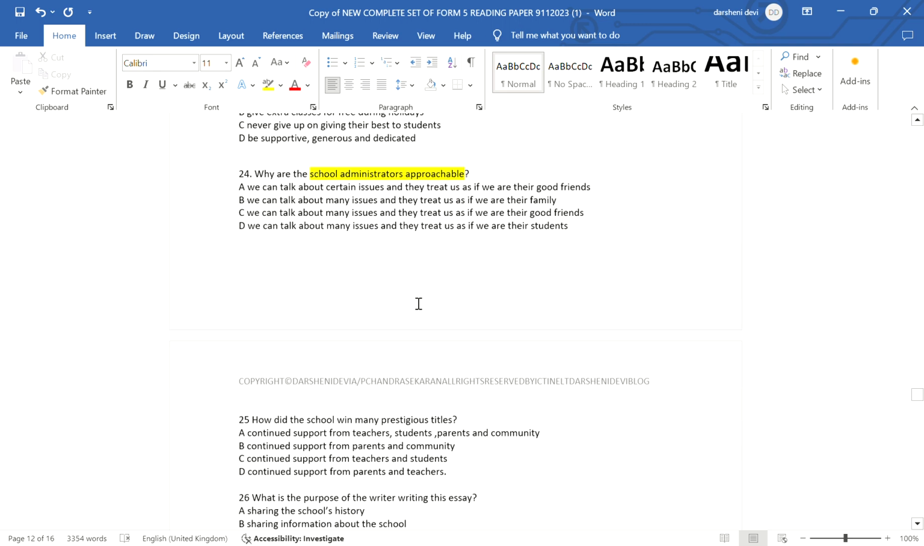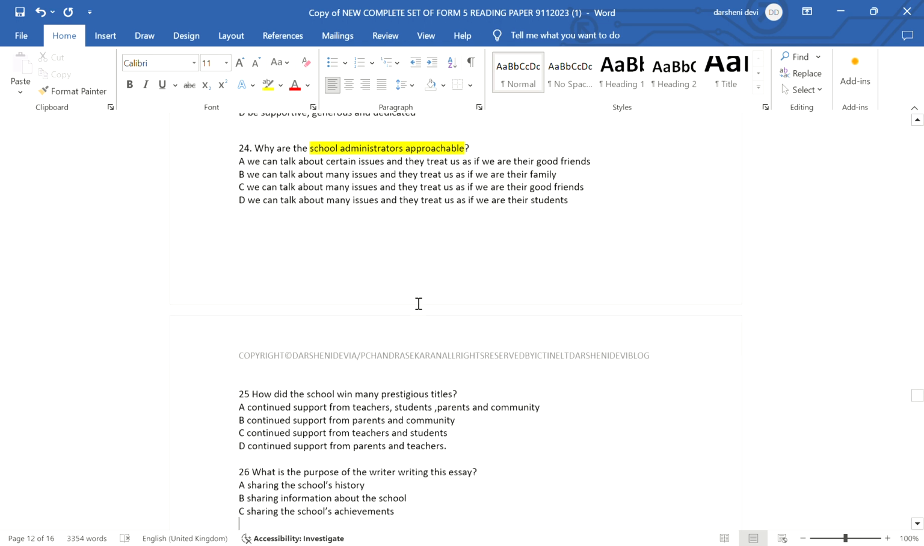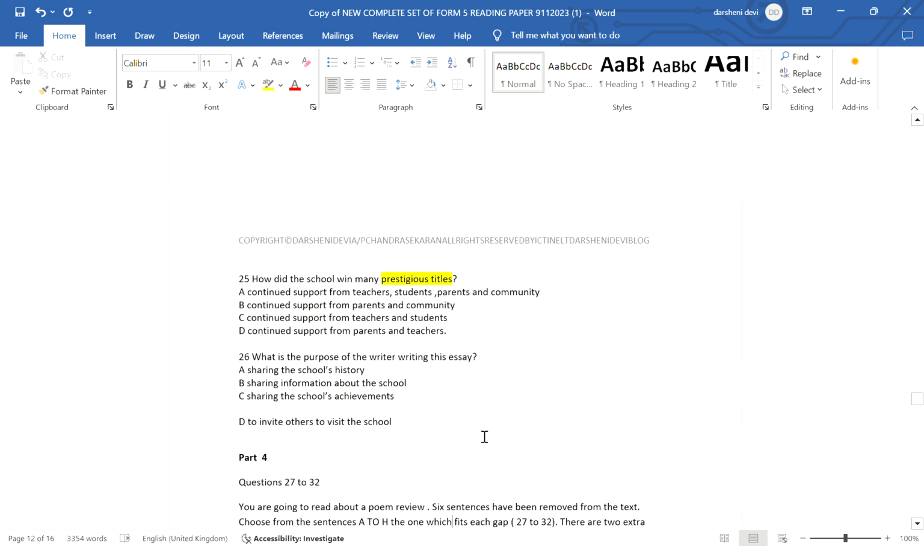How did the school win many prestigious titles? Now let's look at this question 25. This is a "how" question. They want to know about the school winning prestigious titles. So the keyword here is prestigious titles. The options talk about continuous support from who: teachers, students, parents. So something to do with support. So let's use these keywords and you can find the answer in the text.